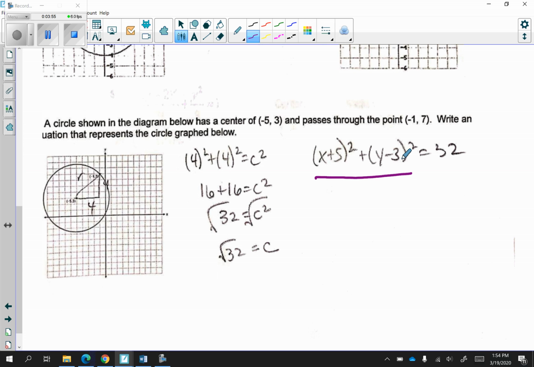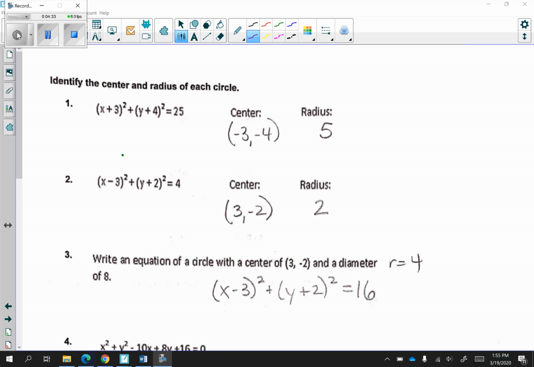Now, to figure out what the radius is, I use my center, that -5, 3, and one of my endpoints, -1, 7. I drew a right triangle. I counted the boxes vertically and horizontally, and I get 4 for each, and the distance of the hypotenuse would be my radius, so that's radical 32. And remember, I need to square it. When you square radical 32, it's just 32, leaving my answer to be x plus 5 squared plus y minus 3 squared is equal to 32.